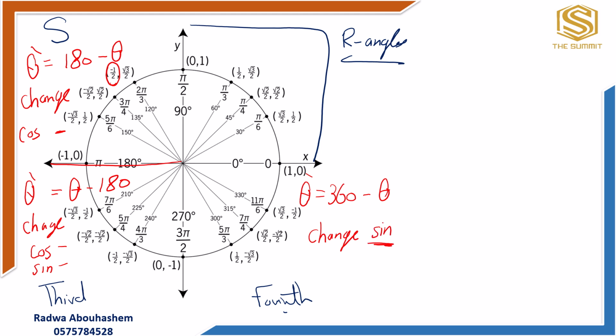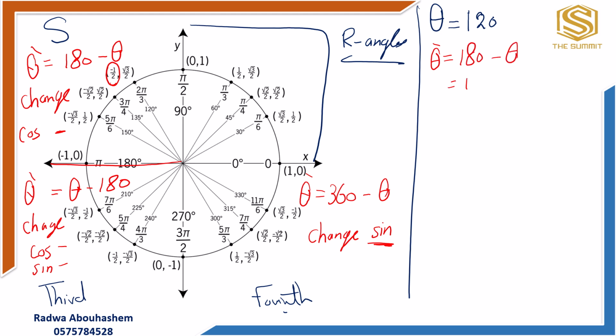Good. Now, let me give you an example to understand what I'm talking about. I'm giving you theta equal to 120, and I'm asking you, I need the sine, cosine and tan for it. So this is not a reference angle for me, right? So I have to get it first. Is it in the first, second, third or fourth quadrant? It's the second. So this means I'm going to use the rule 180 minus theta. So the reference angle here is 180 minus 120, which gives me 60.